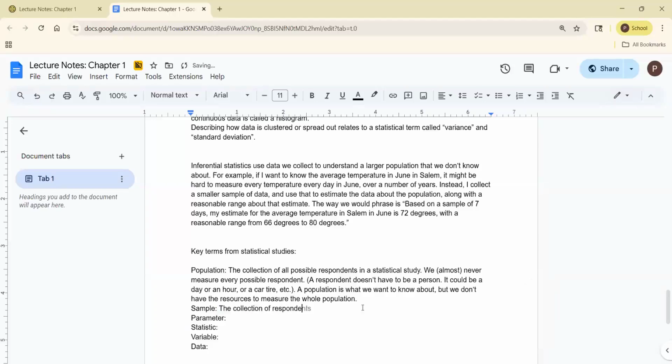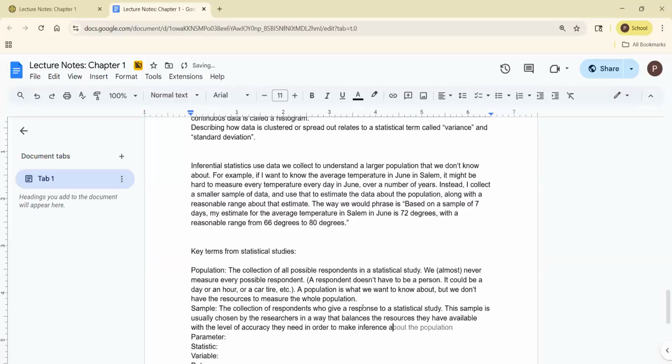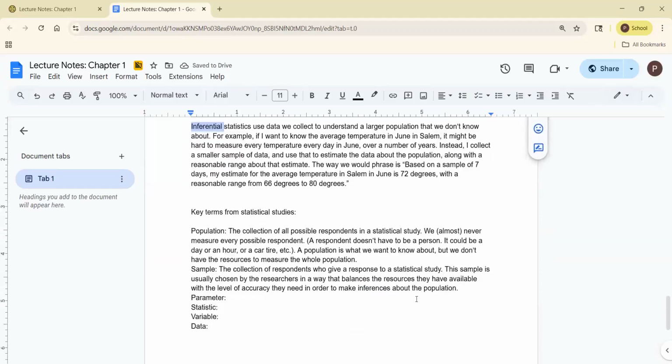The collection of respondents who give a response to a statistical study. The sample is usually chosen by the researchers in a way that balances the resources they have available with the level of accuracy they need in order to make inferences about the population. Inferences are estimates, best guesses, which relates to inferential statistics.